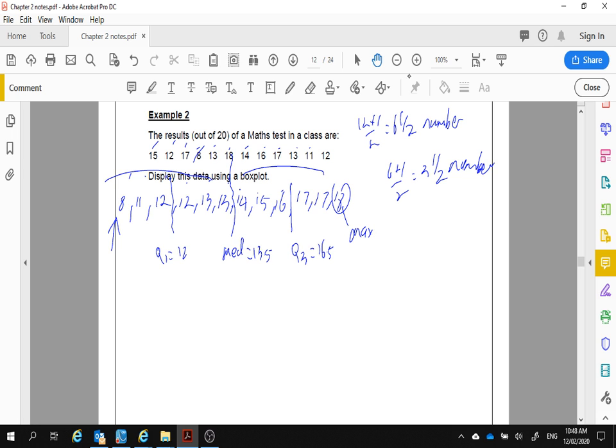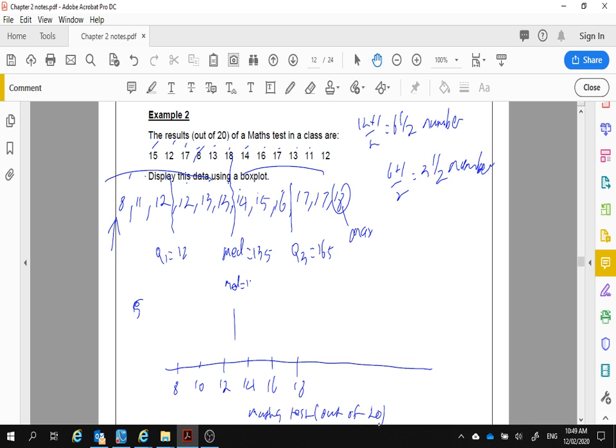Of course, we do need to find fences here, but I'll tell you now there's no outliers here. I've done this on purpose. So your box plot, sorry, let me do the box plot here. So we've got to go all the way to 8. So I'm going to go 8, 10, 12, 14, 16, 18. Okay, this is maths test out of 20. Okay, box first, so median 13.5.